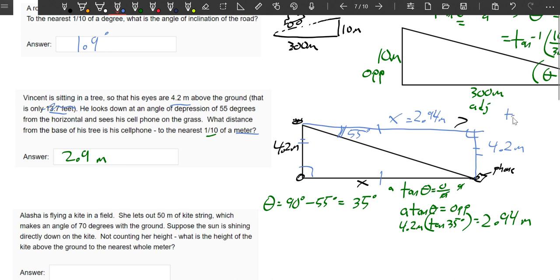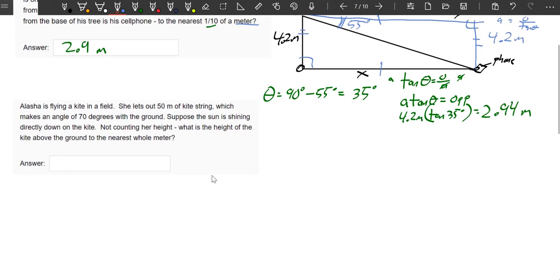So here we would say tan theta is opposite over adjacent, and I'm looking for my adjacent, which is equal to my opposite side over tan theta, and if you plug in those values, you'll get 2.94, just the same.